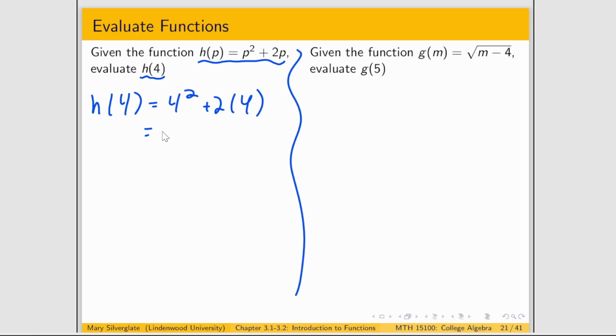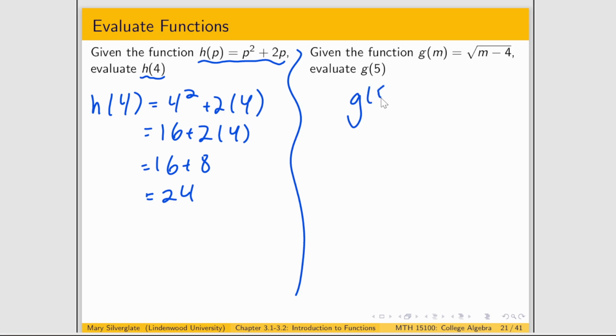So I want to do these exponents first. That becomes 16 plus 2 times 4. Then I want to do the multiplication next. 16 plus 8. Then I want to actually add that. So that becomes 24. Go ahead and pause the video and see if you can do this next one yourself.